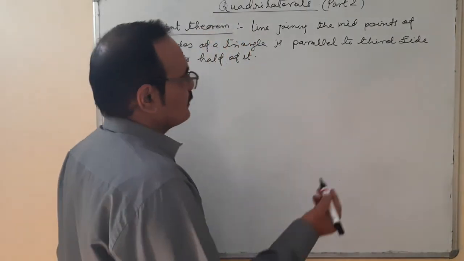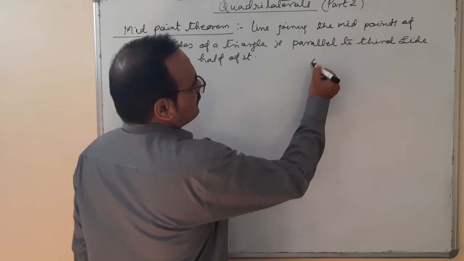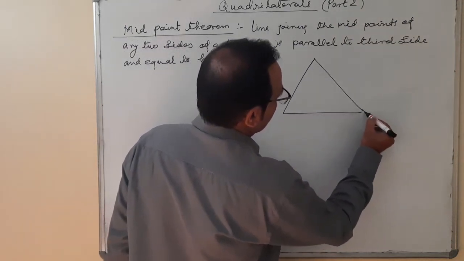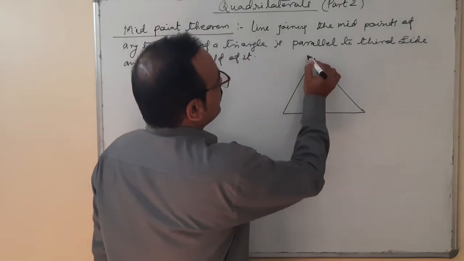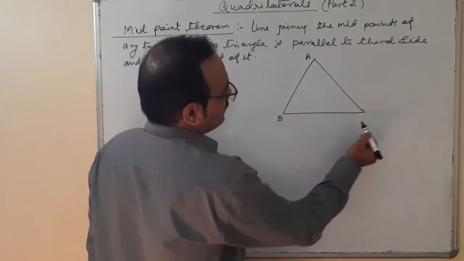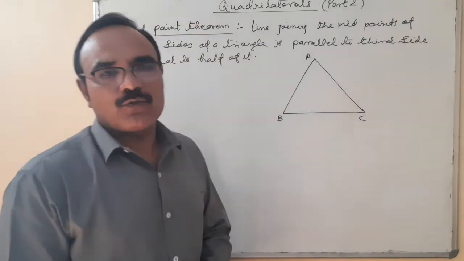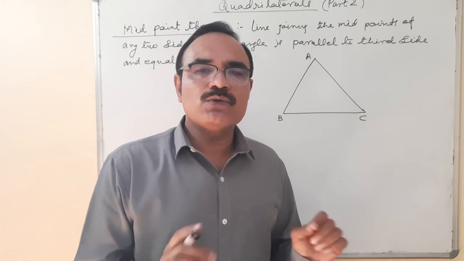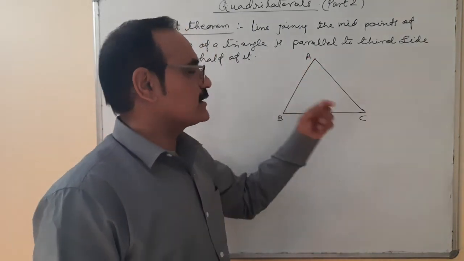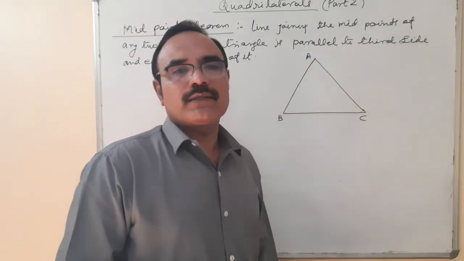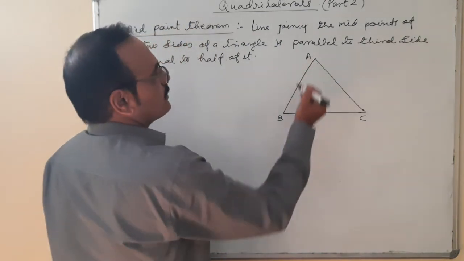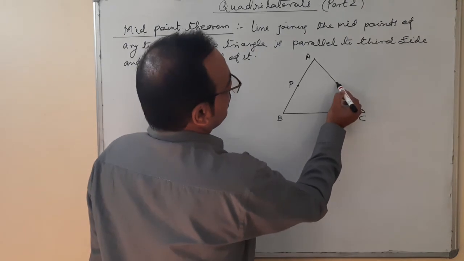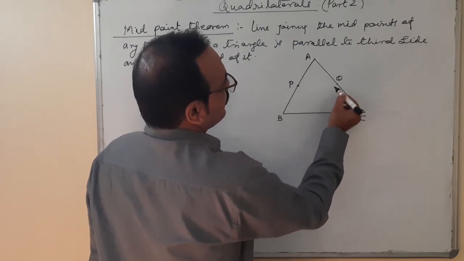Okay, look at this. It's a triangle. It can be used for any triangle. No obligation that the triangle is scalene, isosceles, or equilateral. Any triangle is there. Read the statement once again thoroughly. Line joining the midpoints of any two sides of a triangle. So suppose this is triangle ABC. I am joining the midpoints of any two sides. P is the midpoint of AB and Q is the midpoint of AC.